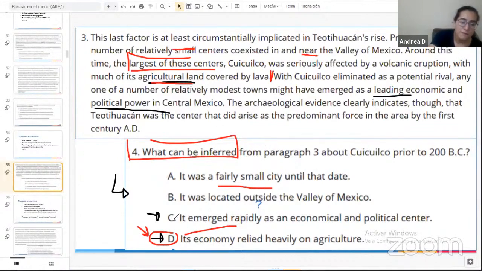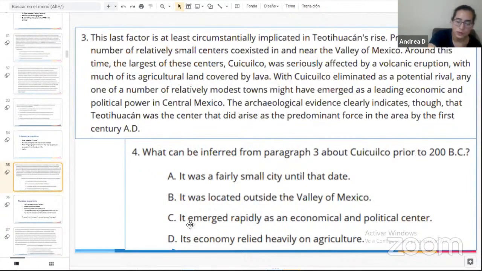About C, you don't have enough evidence. You can think of it, but you don't have strong or hard evidence to support it. We don't know how they developed. This is not talking about Cuicuilco, but about the other centers. I don't know if it makes sense. Any questions? Do you all get why D is the answer?